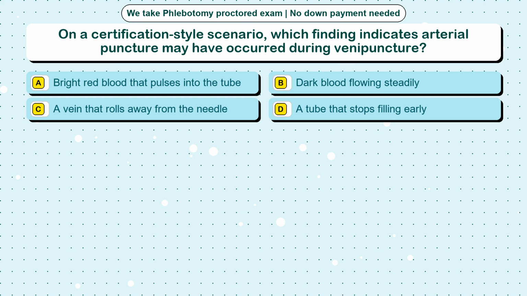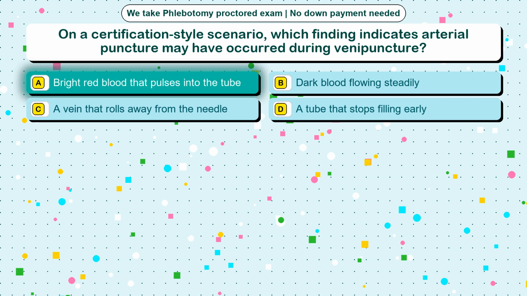Option A, bright red blood that pulses into the tube. Option B, dark blood flowing steadily. Option C, a vein that rolls away from the needle. Option D, a tube that stops filling early. The correct answer is option A, bright red blood that pulses into the tube.